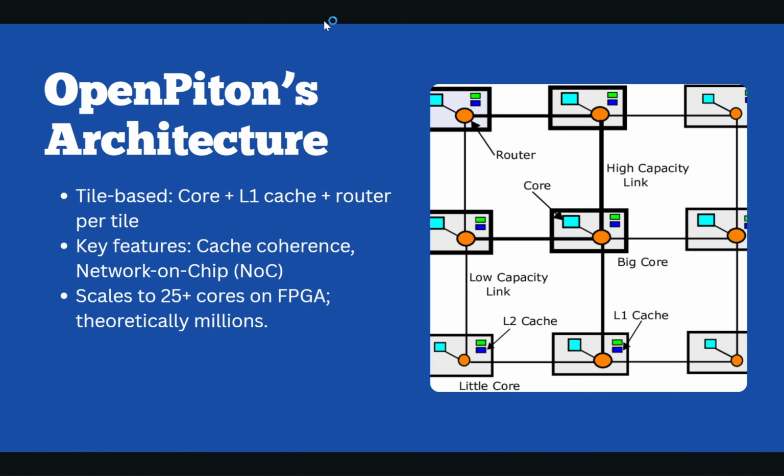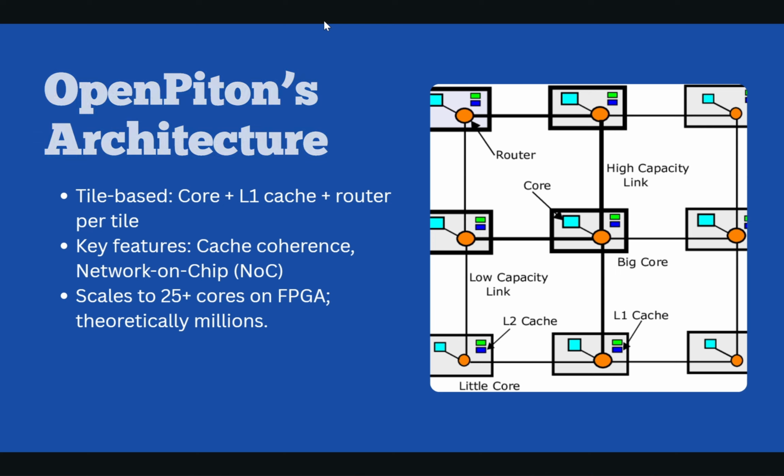The architecture of OpenPiton is tile-based. Each tile contains a processor core, private L1 caches, and a router. These tiles connect together using a network on chip, or NoC, which allows communication across the chip. A key feature is cache coherence, making sure all cores see a consistent view of memory. On FPGAs, OpenPiton has been scaled up to more than 25 cores, but the design is theoretically capable of millions of cores in a research context.